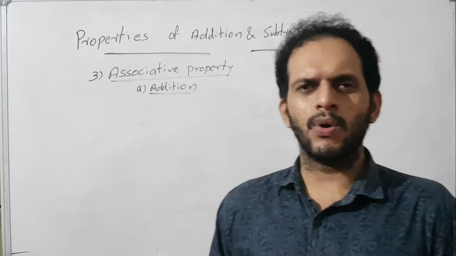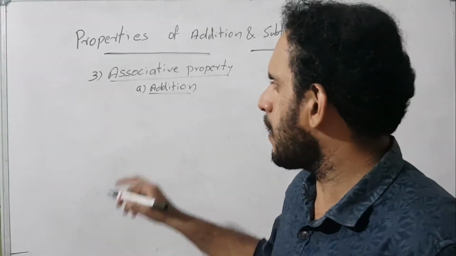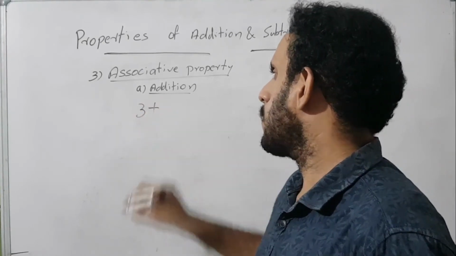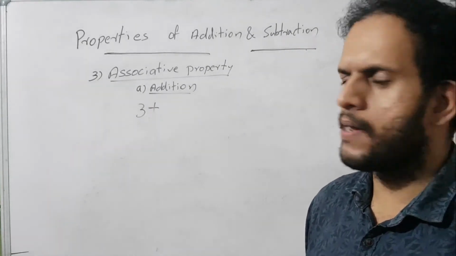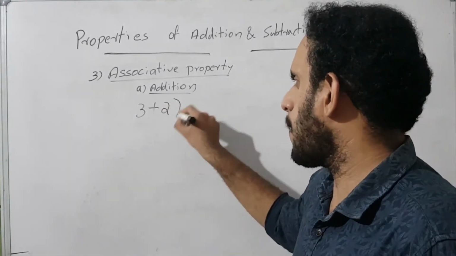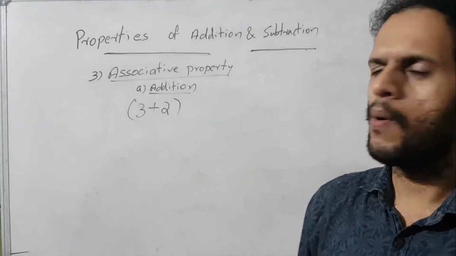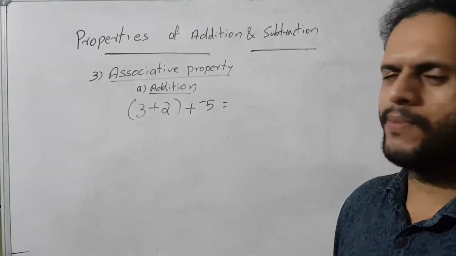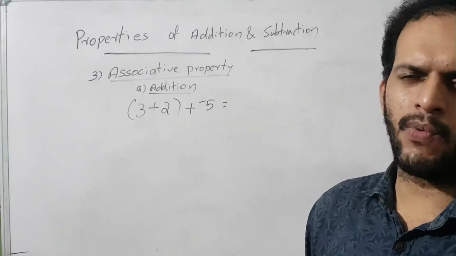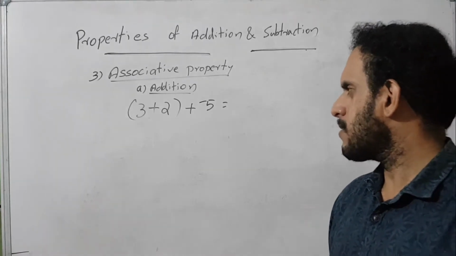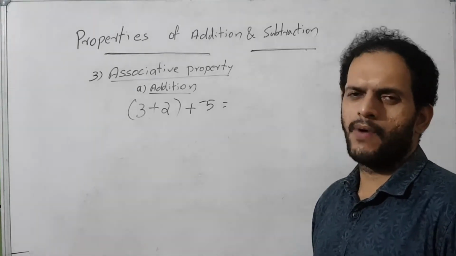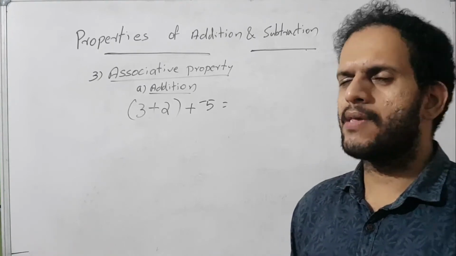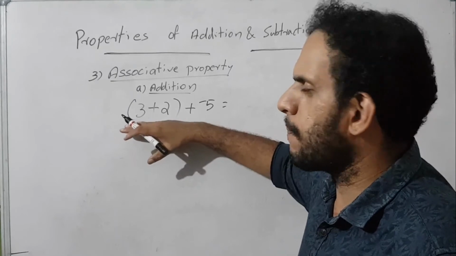Okay. In the case of the associative property, we start like this. We choose the numbers (3 plus 2) plus minus 5. We take the first two as a pair, as a single one, and the third one is separate. So we read it like this: (3 plus 2) plus minus 5. We want to add these three numbers. We know that in every case we do the operation inside the bracket first.